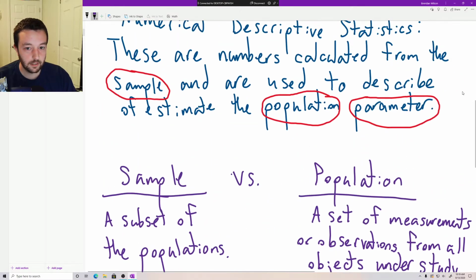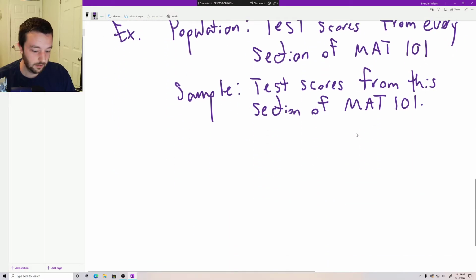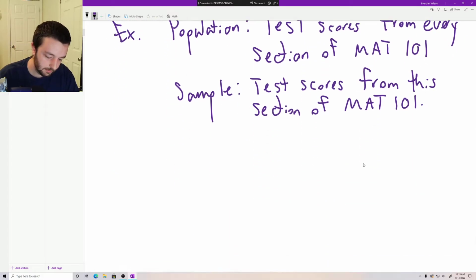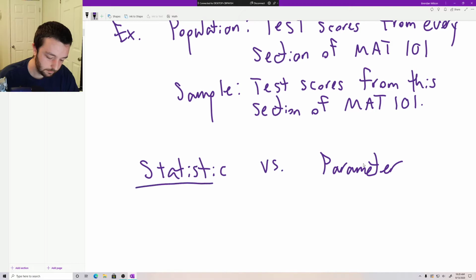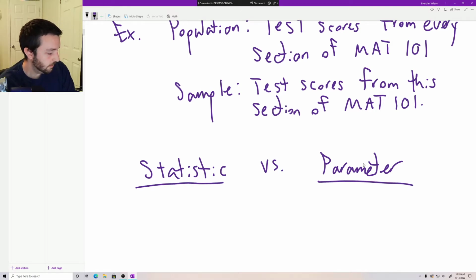Now, the other word, parameter, and a statistic, okay. So a statistic is essentially a number that is pulled from the sample, whereas a parameter is a number that's pulled from the population. Okay, so they're the same thing. It just depends on where you get it from.